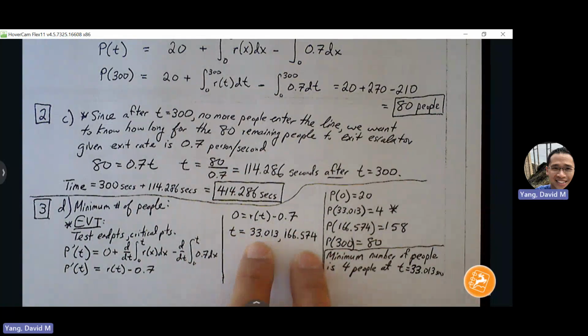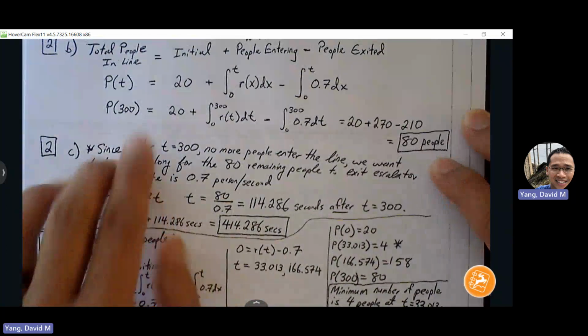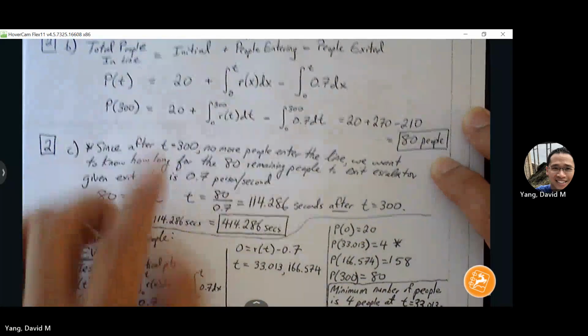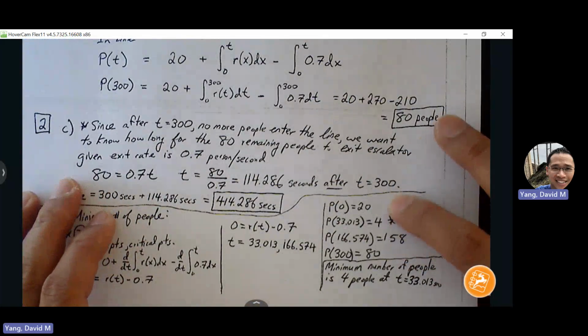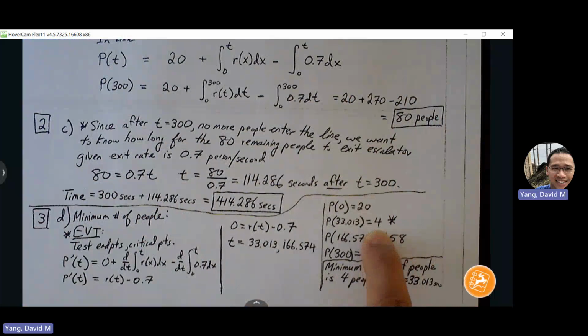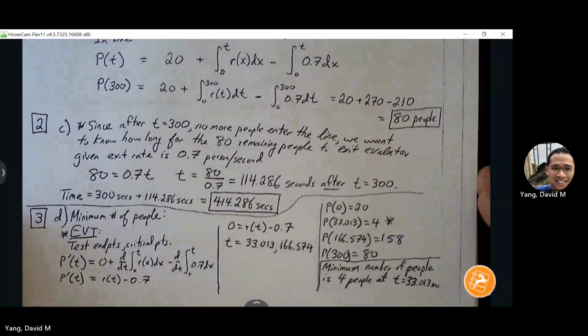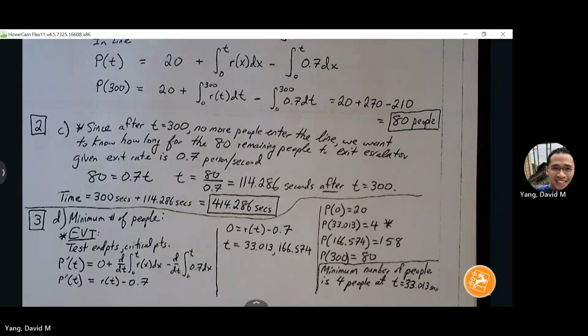And then once you find these values, you're testing your endpoints and your critical points. They all get inserted into the P of t equation, and you compare the values. The smallest value will be your minimum. I just want to go over the highlights of the problems, but hopefully you have time to go through and test these out, plug into the calculator, and actually find these values.